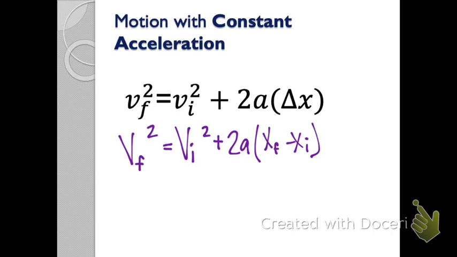The second equation I gave you, what was it missing? Look back at the second one. What's it missing? Velocity final, right? So I can use that equation if I'm not given a velocity final. So there's ways that you can just stick to one equation. All right, let's try one here.